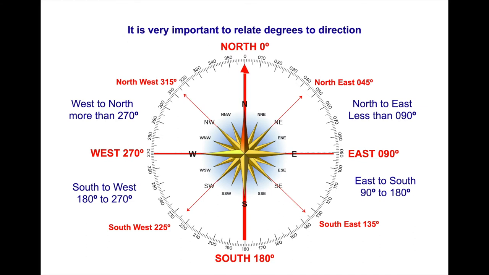It's important to relate the degrees to direction. So if we look at north, 0 degrees, northeast, 045 degrees, east, 090 degrees, southeast, 135 degrees, south, 180 degrees, southwest, 225 degrees, west, 270 degrees, and northwest, 315 degrees.